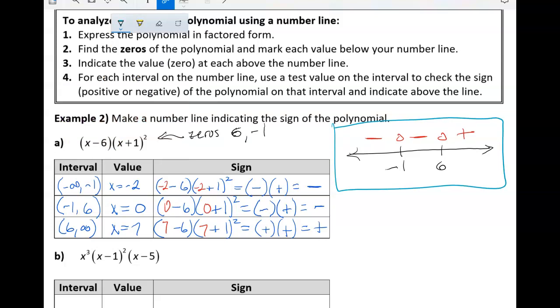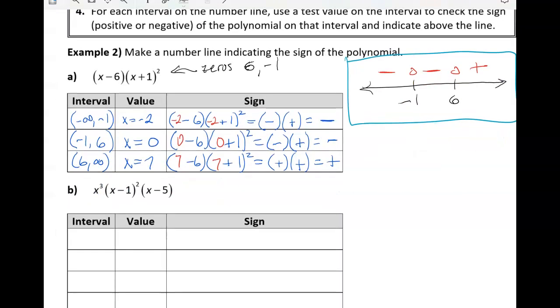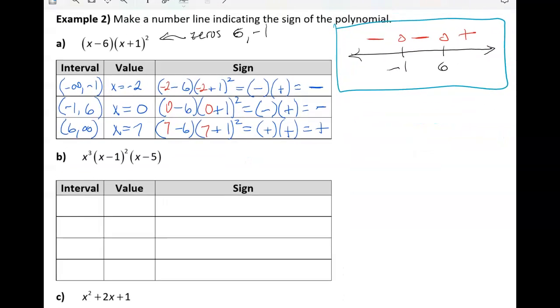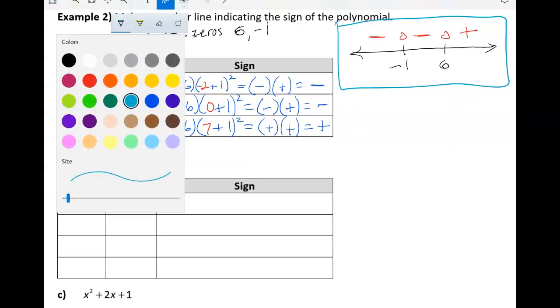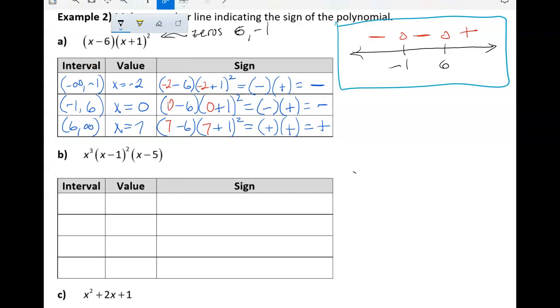Now I'm writing out all of these computations. Once we get a little bit further along, you will not necessarily write all of these out. Some of them you'll do in your head, and we'll also find a way to make it shorter where you don't have to do as many test values. All right, let's check out the next one. More complicated expression. This one is in factored form, and so we have the zeros, and the zeros are going to be 0, 1, and 5.